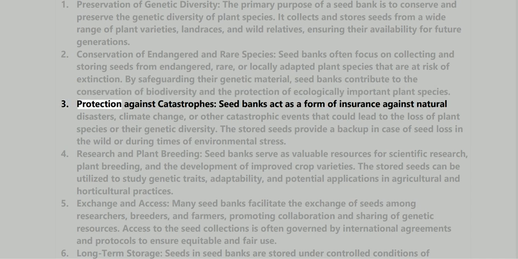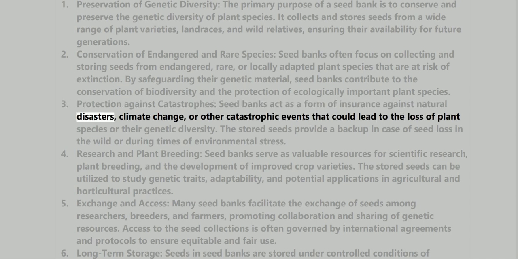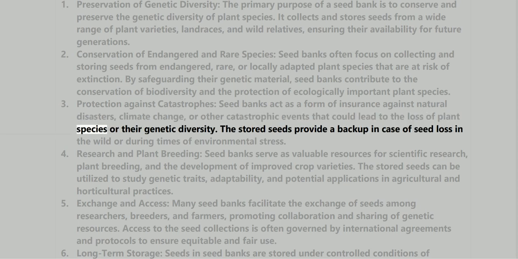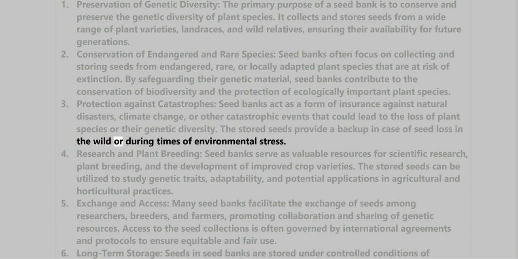3. Protection against catastrophes. Seed banks act as a form of insurance against natural disasters, climate change, or other catastrophic events that could lead to the loss of plant species or their genetic diversity. The stored seeds provide a backup in case of seed loss in the wild or during times of environmental stress.